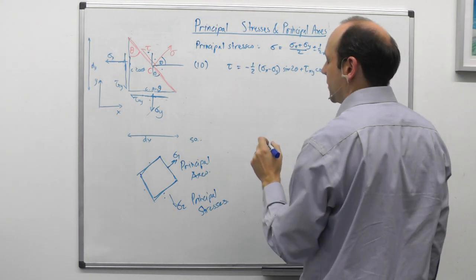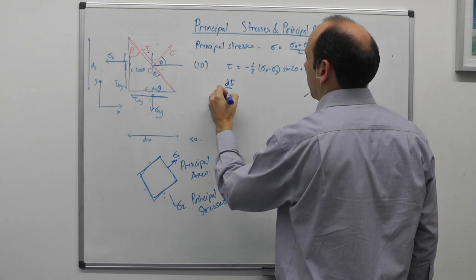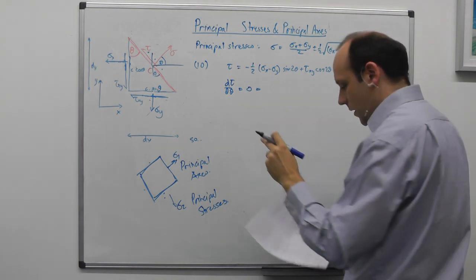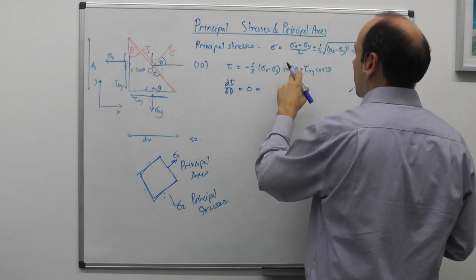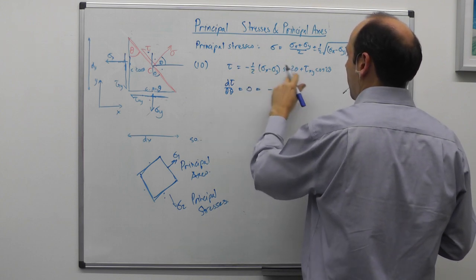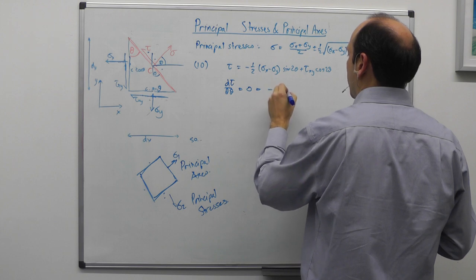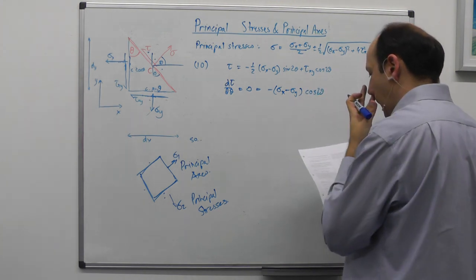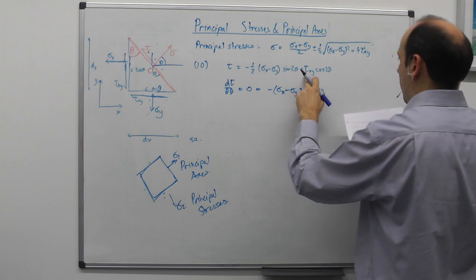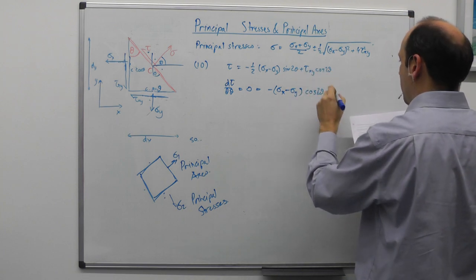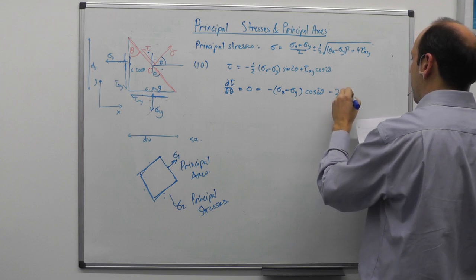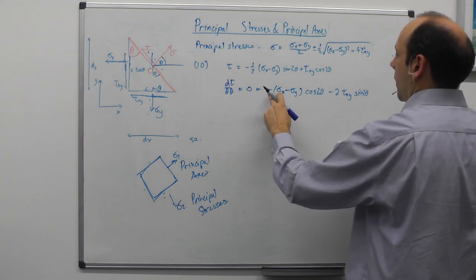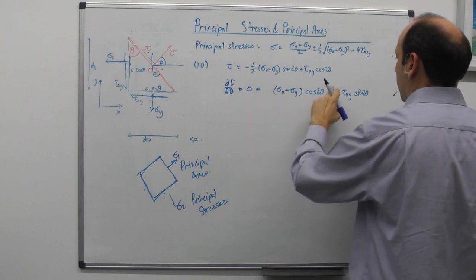So if we differentiate this, then we would find d tau by d theta is equal to 0 at the turning point, is equal to, and what we'll have is sigma x minus sigma y, sine becomes cos. So I'll have minus, and we'll get a 2 out. So I'll have minus sigma x minus sigma y times cos 2 theta. And when we differentiate this, cos becomes minus sine, and we'll get a 2 out. So we'll have a minus 2 times tau xy sine 2 theta. And we've set it to 0. So we can ignore both these minus signs.